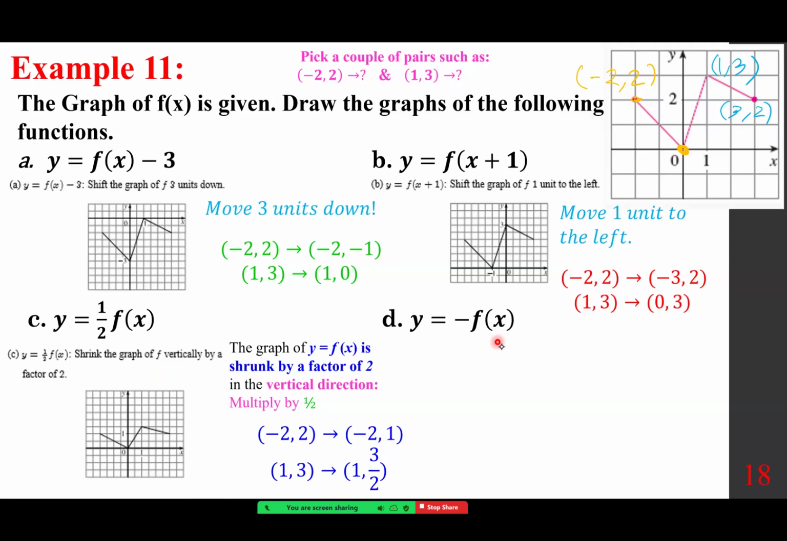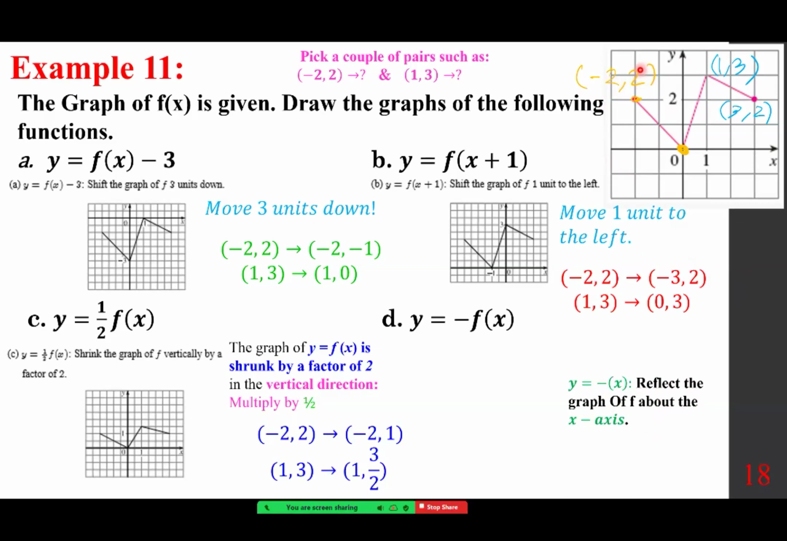Y equals minus f of x. You know that is reflection when you put the minus in front of a function with respect to the x-axis. So this flips over with respect to the x-axis. So y equals minus f of x reflects the graph of f about the x-axis. So what happens is that when you reflect it about the x-axis, the x coordinates remain the same. So this remains the same. Minus 2 remains the same, but this becomes negative.